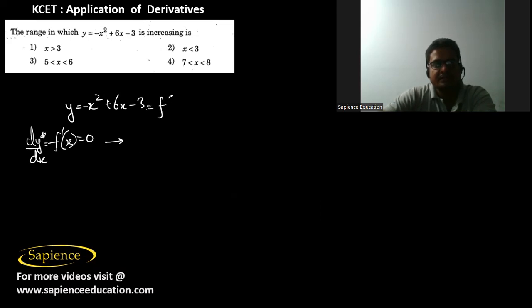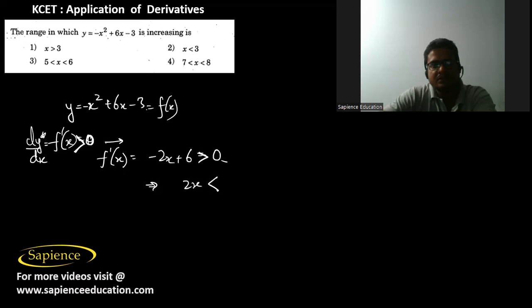So if I take this as f of x, then f dash x will be equal to minus 2x plus 6, so that should be greater than 0. If this is greater than 0, then only in that range it is increasing. So 2x should be less than 6, so x is less than 3.